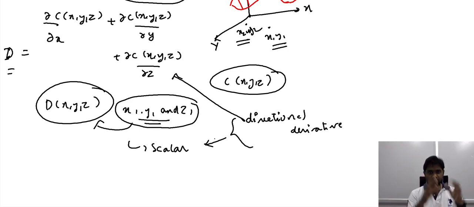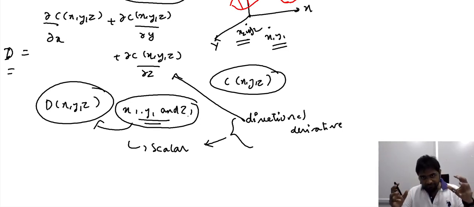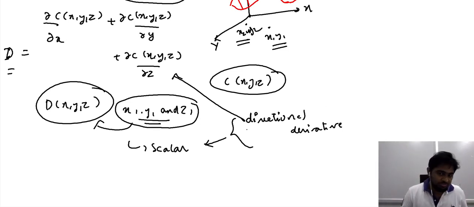So in this case, you have a function varying with the spatial position, and when you consider the directional derivative at a point, it gives us the slope at that specific point. So at x1, y1 and z1, what is the slope of this function is being estimated through the directional derivative.